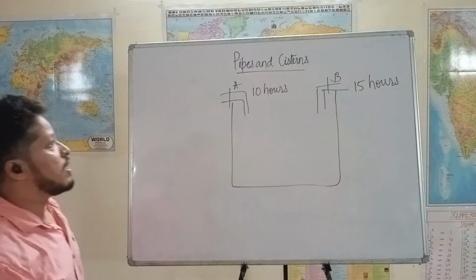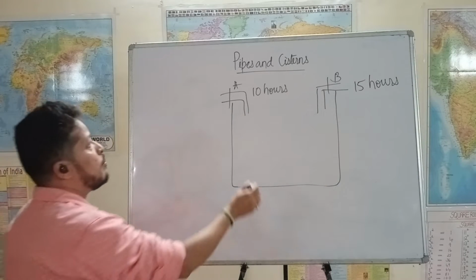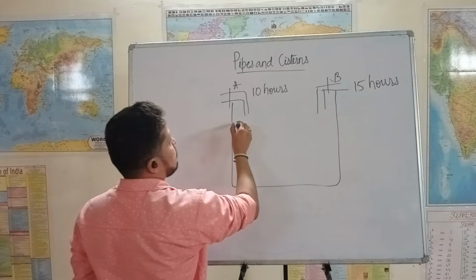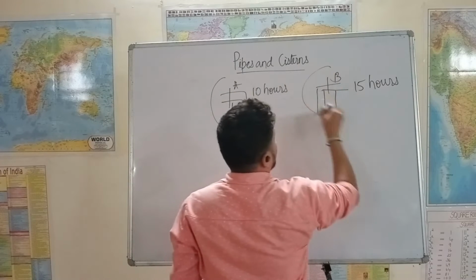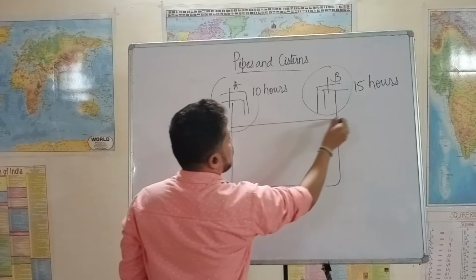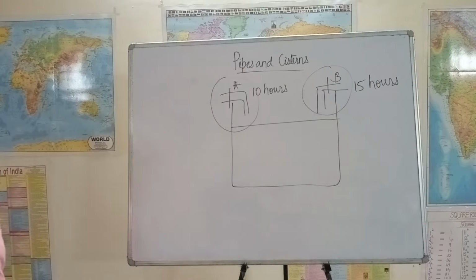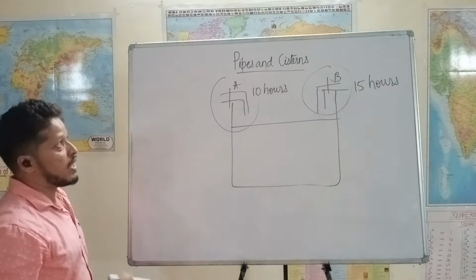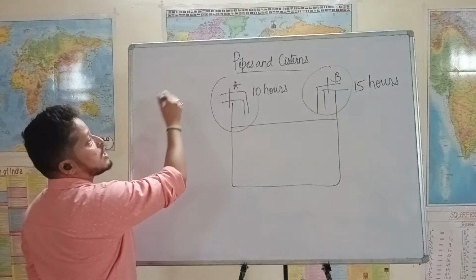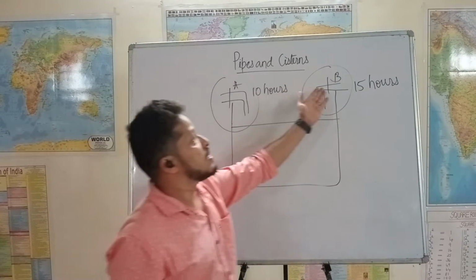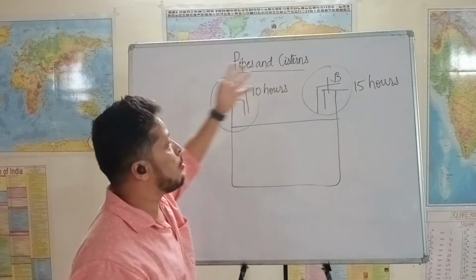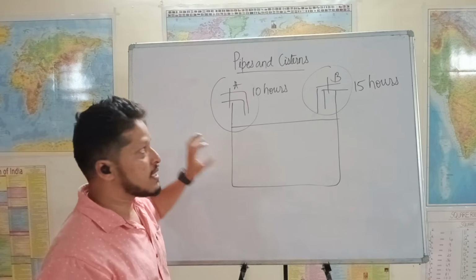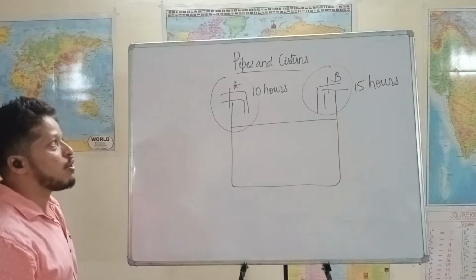Now let's say we have to find in how many hours this pipe A and pipe B together can fill this tank. If you have to calculate this, it is similar to a time and work problem. Like let's say A can finish a work in 10 hours and B can finish the same work in 15 hours. If A and B are working together, in how many hours can they fill the tank? It's exactly the same thing, same concept.